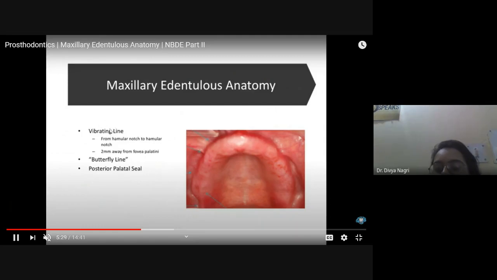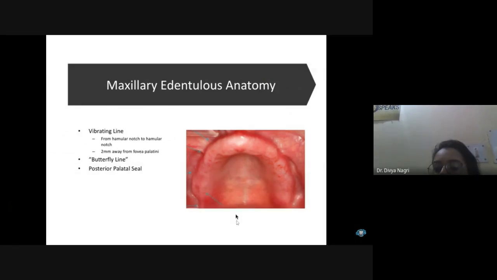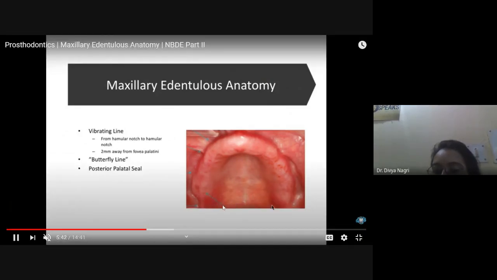Vibrating line is basically a line of demarcation between your hard palate and your soft palate. This is your hard palate, which is not movable, and posteriorly will be your soft palate. So the demarcation between these two is your vibrating line, and it extends from one hamular notch to the other hamular notch. It is also known as the butterfly line, and in between the vibrating lines is your posterior palatal seal. Please students, be clear about this posterior palatal seal.